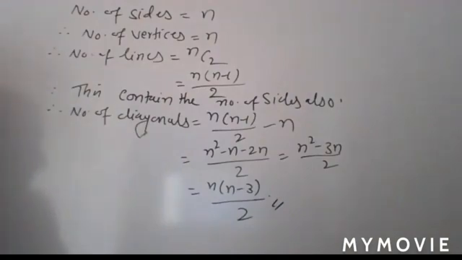Note it. And you can also verify it. If you take a quadrilateral, you well know a quadrilateral has two diagonals. If you put n is equal to 4, so 4 into 1 by 2, your result is 2. So you can very easily verify that. So this is the formula for the number of diagonals in a polygon of n sides.